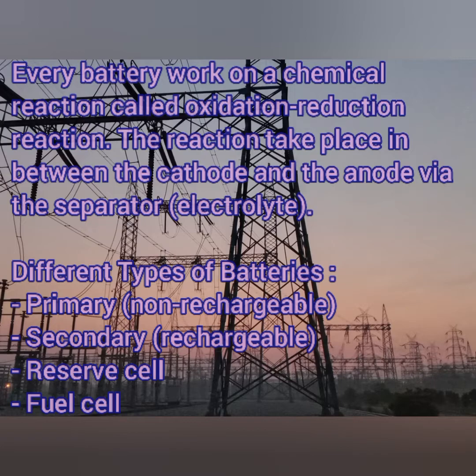Every battery works on a chemical reaction called oxidation and reduction. Oxidation in the sense addition of ions, reduction in the sense reduction of ions. The reaction takes place between the cathode and the anode via the separator and electrolyte. Addition in the sense the movement of ions from cathode to anode, and reduction in the sense anode to cathode. And the types of battery, there are four types: primary, secondary, reserve cell and fuel cells.